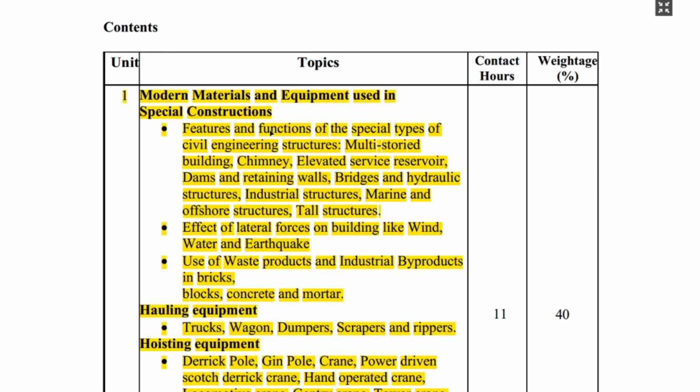Various features, that means the speciality and functions of the special types of civil engineering structures, such as multi-story buildings, chimneys, elevated service reservoirs, dams, retaining walls, bridges and various hydraulic structures. And meanwhile we will see industrial structures, marine structures, offshore structures, tall structures. That we will see in detail in this module.